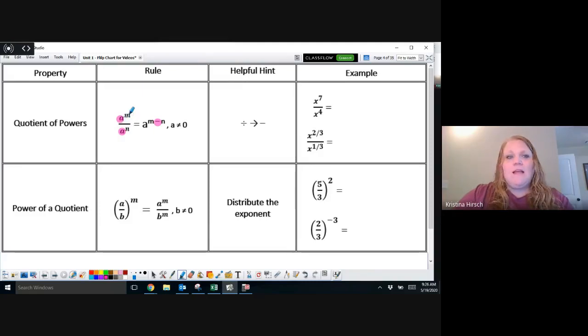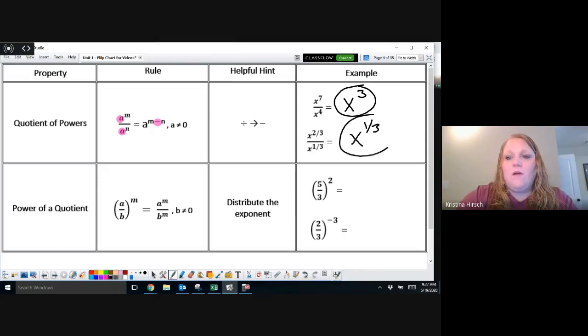You know what I mean? It's like m minus n. It kind of goes in order. So m minus n. If you are dividing, you subtract your exponents. In this first example, 7 minus 4 would be x to the third power. Now, for this next one, 2/3 minus 1/3 is just 1/3. So you would have x to the 1/3 power.